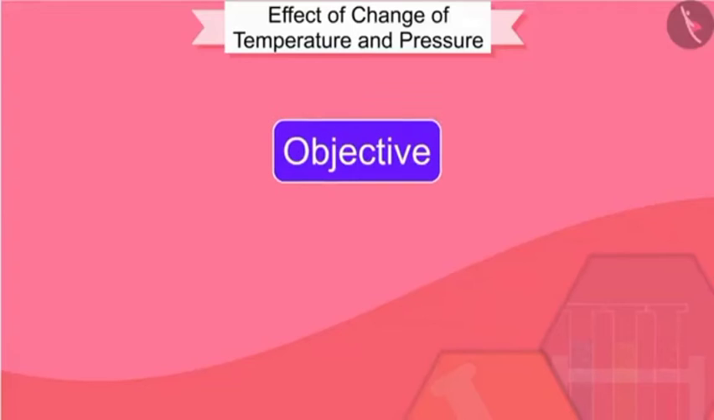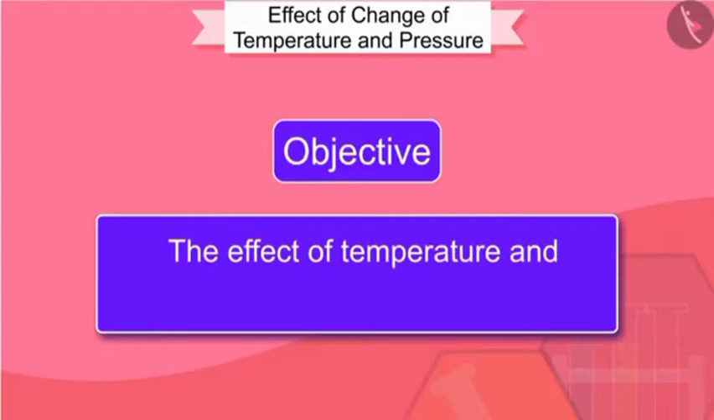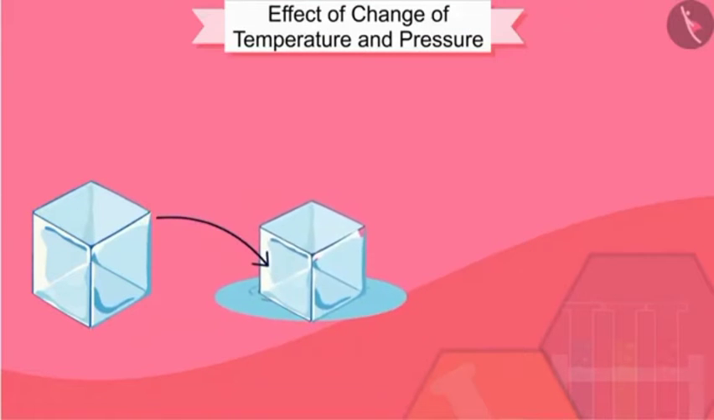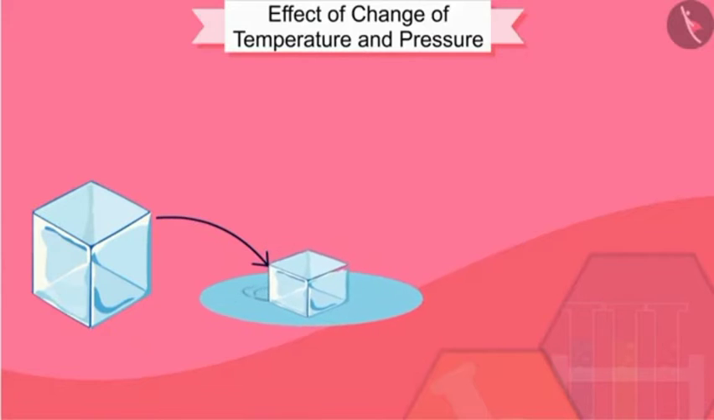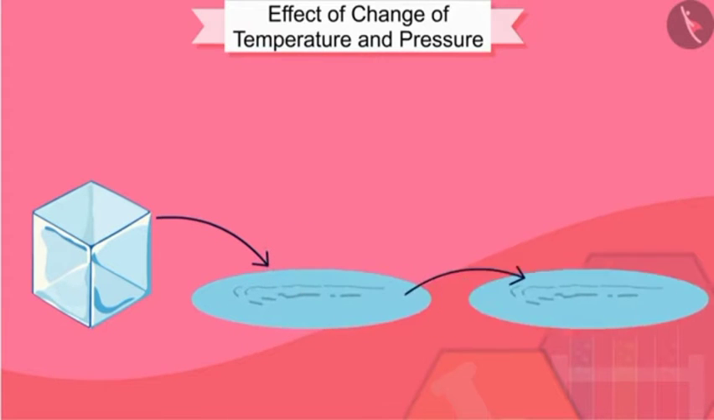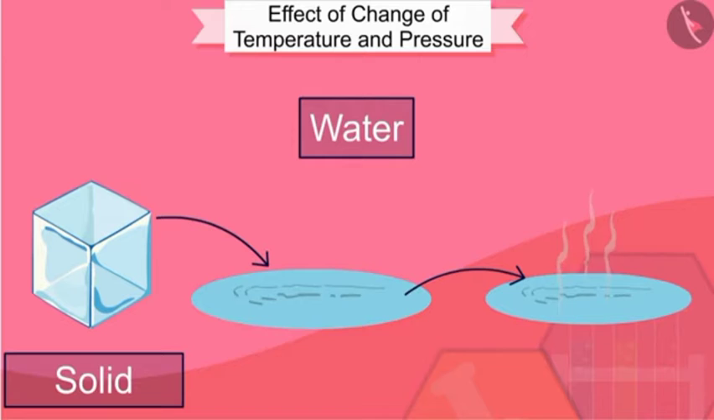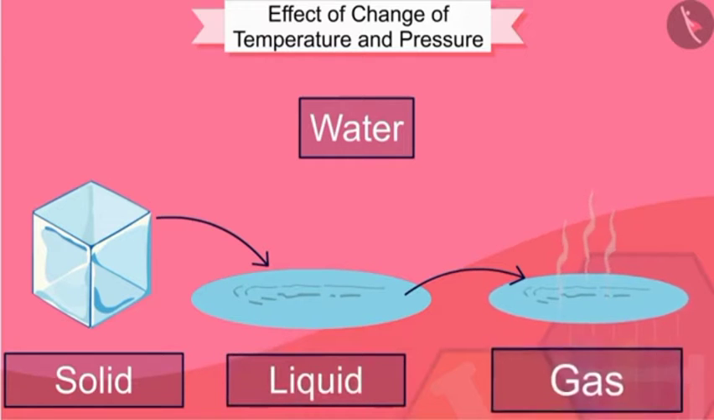Let us now study the effect of temperature and pressure changes in this video. Friends, you must have seen ice melting in water and would have seen water changing into water vapor on heating. From these observations, we can say that water can exist in three states of matter: in solid, liquid, and gas.